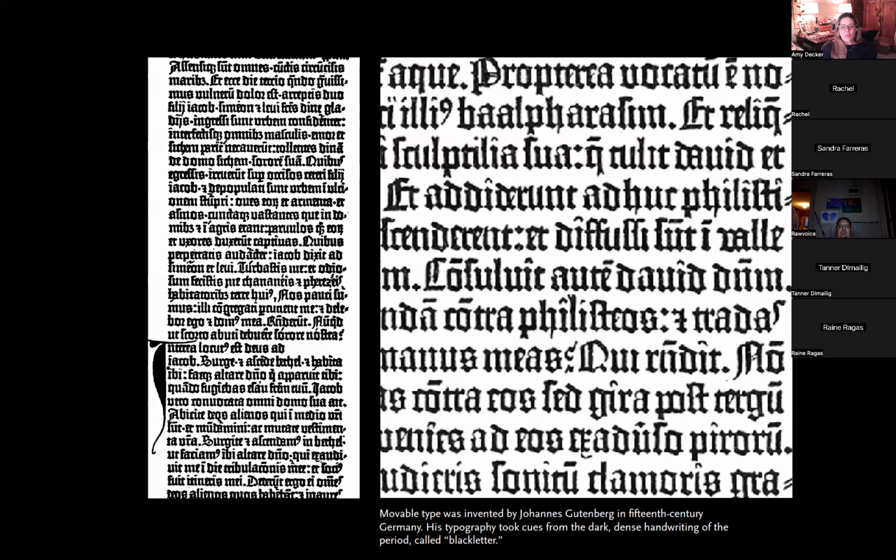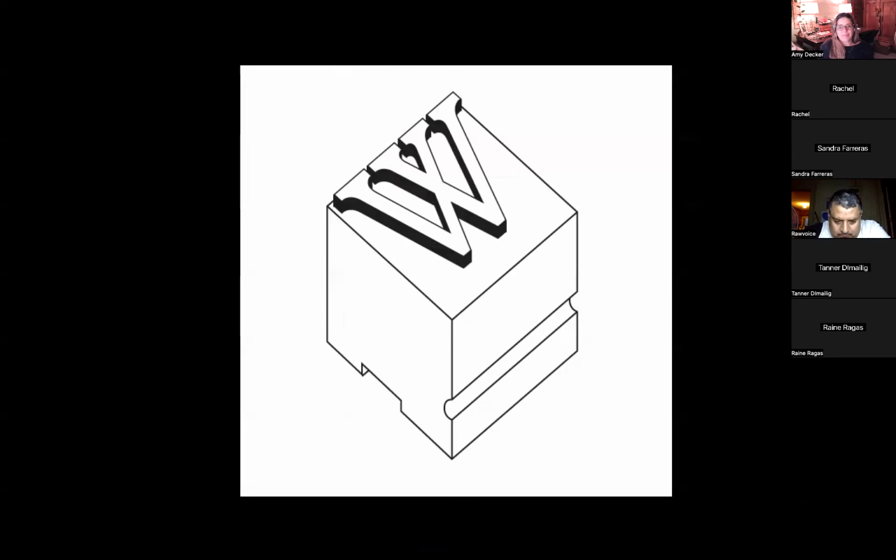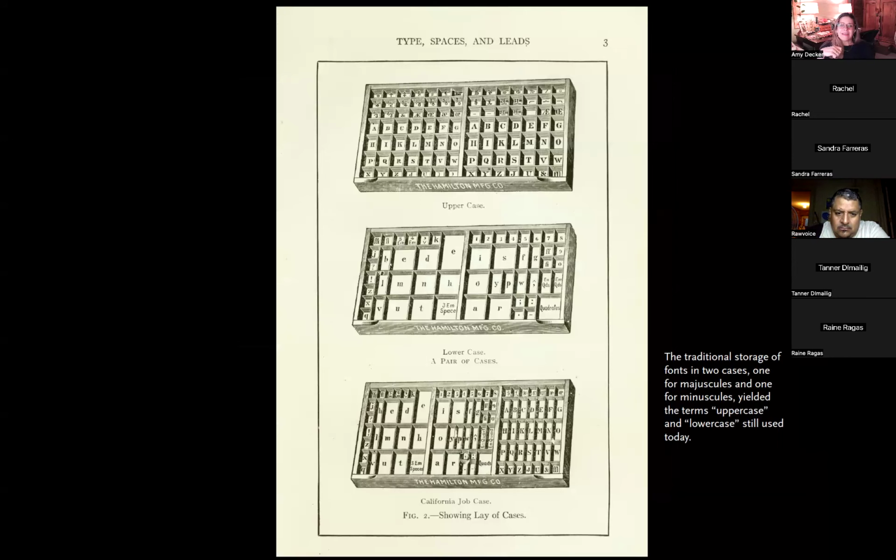So we're looking at the movable type that was invented by Johann Gutenberg in the 15th century, Germany. This typography took cues from the dark, dense handwriting of the period called blackletter. This is what movable type looks like. Each individual letter is put onto a block of wood, and then they're put in these storage drawers. So these are traditional font cases is what they're called.